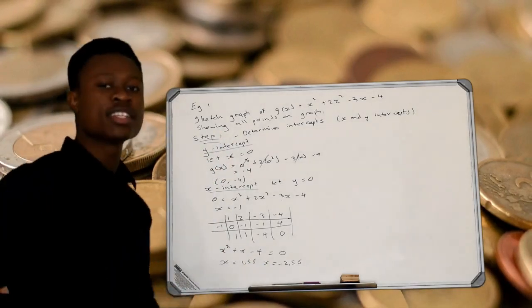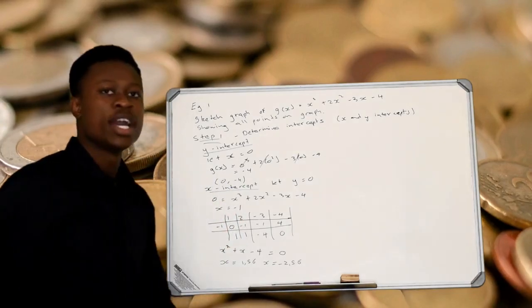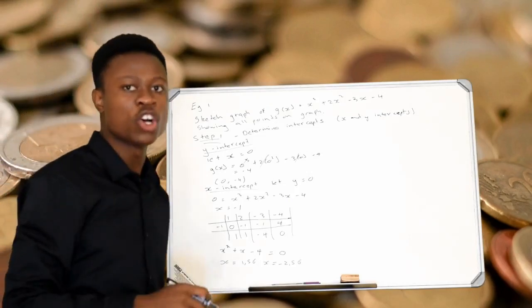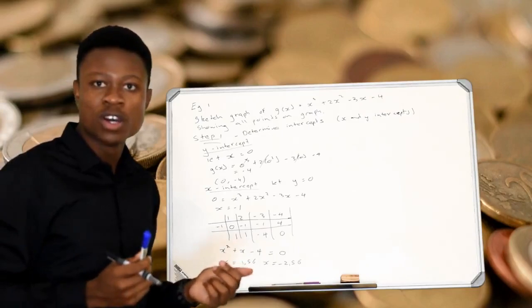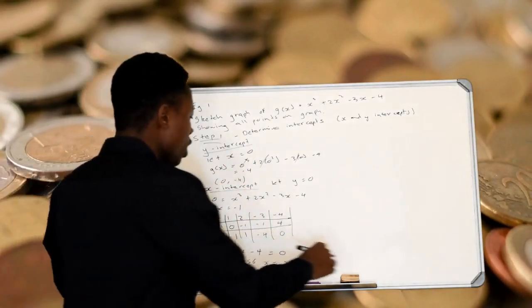But these are not my only 2 intercepts. I should have 3 intercepts, 3 x-intercepts. Why? Because it's a cubic function. It crosses the x horizontal line 3 times, right? It doesn't always have to, but in this case it does. So that's why I should have 3 coordinates.